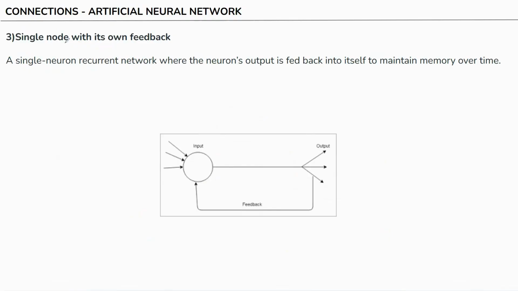The third one is single node with its own feedback. As the name suggests, there is a feedback present. A single neuron recurrent network where the neuron's output is fed back into itself to maintain memory over time. So this is a simple recurrent network with only one neuron. The neuron sends its output back to itself through a feedback loop. You can call this one as a feedback loop. This feedback helps the neuron to remember past inputs for short periods. So it's like a memory that will be given as a feedback loop.